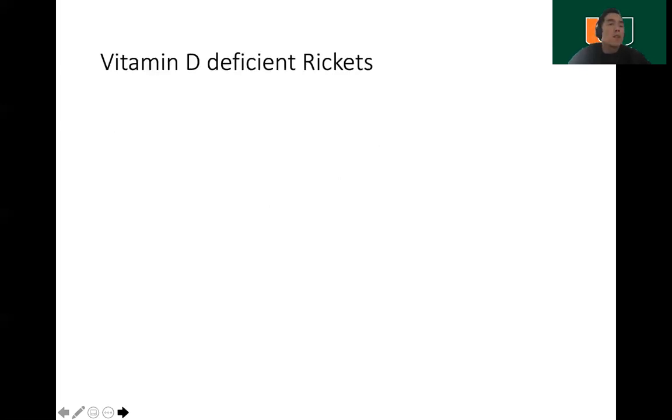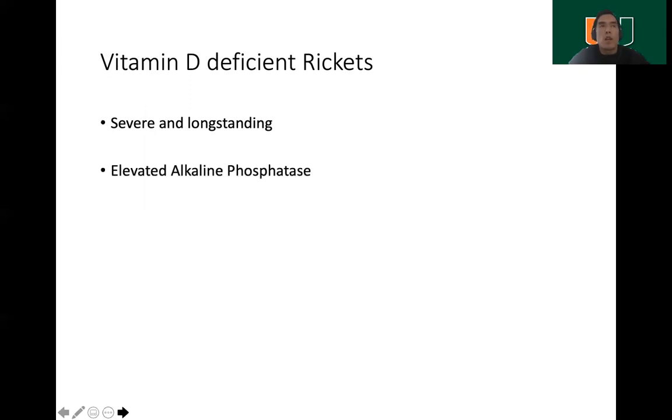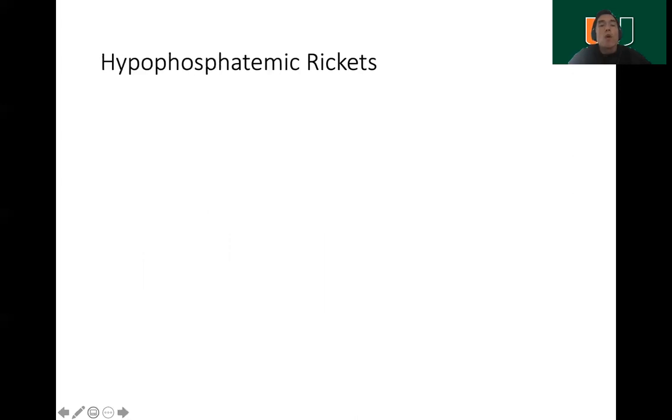So I mentioned in the previous slides, vitamin D deficiency rickets is caused by severe and long-standing vitamin D deficiency, especially in those infants who are exclusively breastfed. You see an elevated alkaline phosphatase, which is a marker of bone activity. You see rachitic changes on the X-ray, and a characteristic finding of low calcium, low phosphorus, and very elevated PTH.